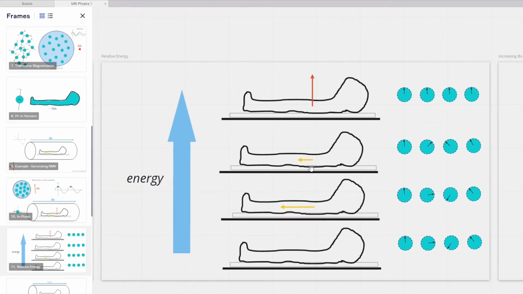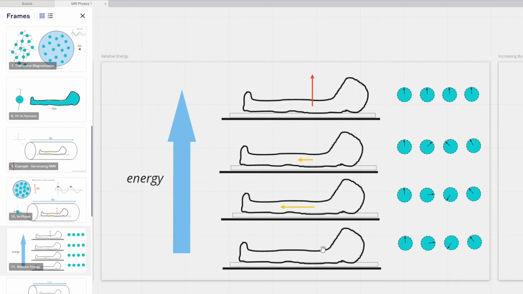So this is with increasing amounts of energy. Think about these as energy states. And to get to the next energy state, this is our goal. This is where our protons are all in phase, and because they're in phase, we generate some magnetization that is out of the plane of our big strong magnet. And this is what we can measure.